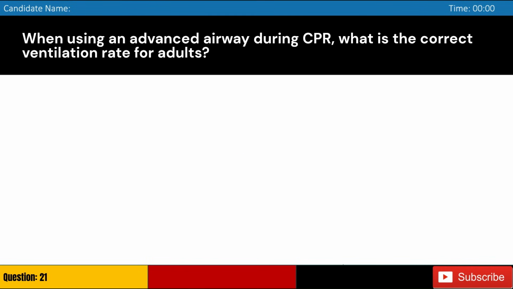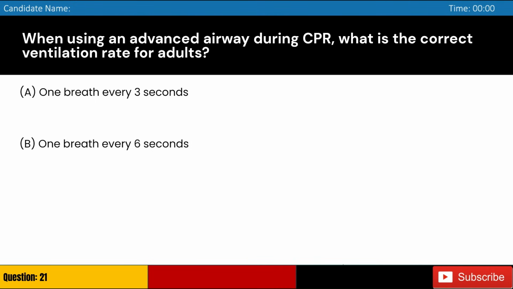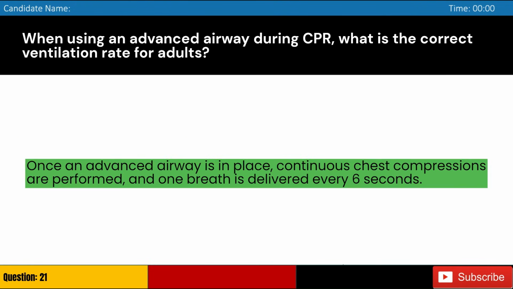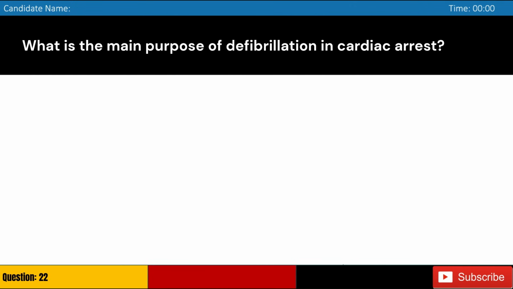When using an advanced airway during CPR, what is the correct ventilation rate for adults? A. 1 breath every 3 seconds. B. 1 breath every 6 seconds. C. 1 breath every 8 seconds. D. 1 breath every 12 seconds. Answer, B. Once an advanced airway is in place, continuous chest compressions are performed, and 1 breath is delivered every 6 seconds.